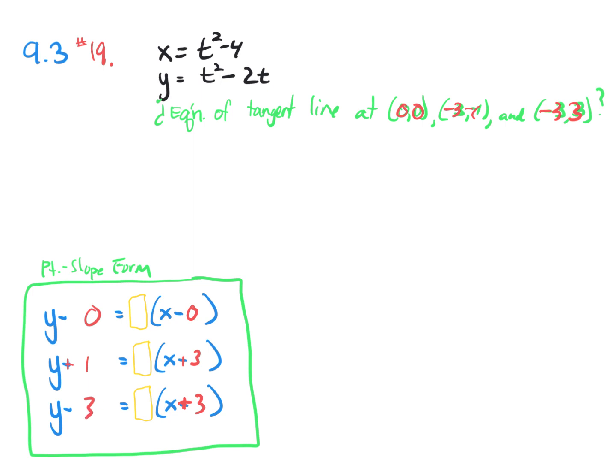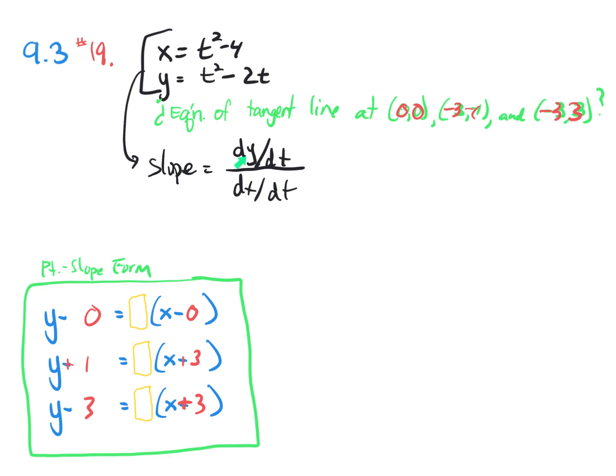So all we need to finish this problem are the slopes. And we've learned in section 9.3 that to find the slope of a plane curve, when you're given its parametric equations, you use the formula dy/dt divided by dx/dt. So the derivative of y with respect to t over the derivative of x with respect to t.